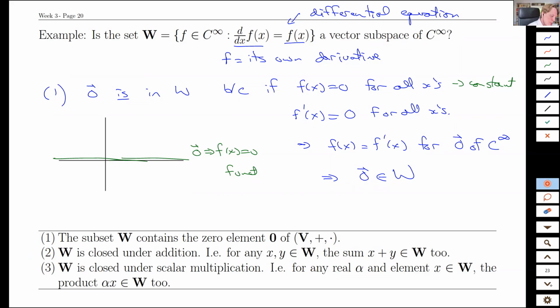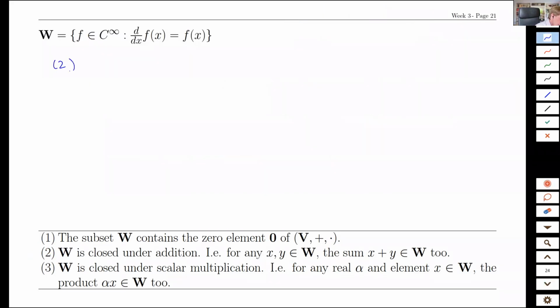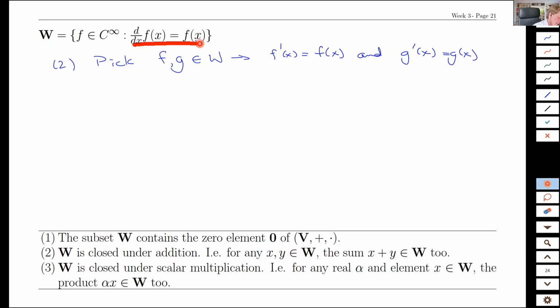What's number 2? Number 2 is that if I add two functions in this set, I get another one. So let's pick f and g, both in W. That means that f prime of x equals f of x, and g prime of x equals g of x. We know that right away because that's what it means to be in the set W. And then what we're going to do is test what happens to f plus g.